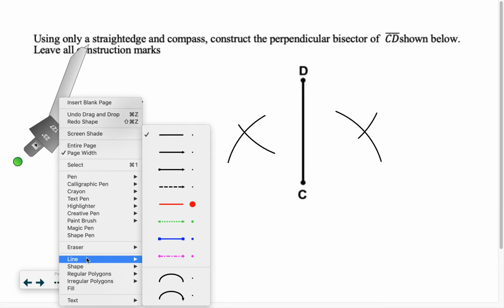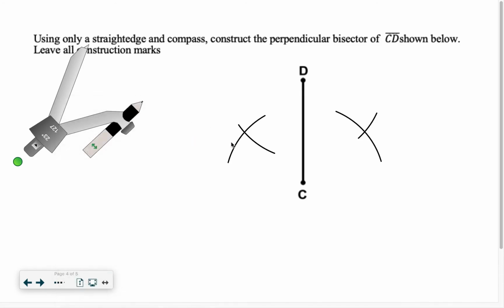All I have to do is create my line, okay? From here, connect those two intersection points. Voila! And I have it.